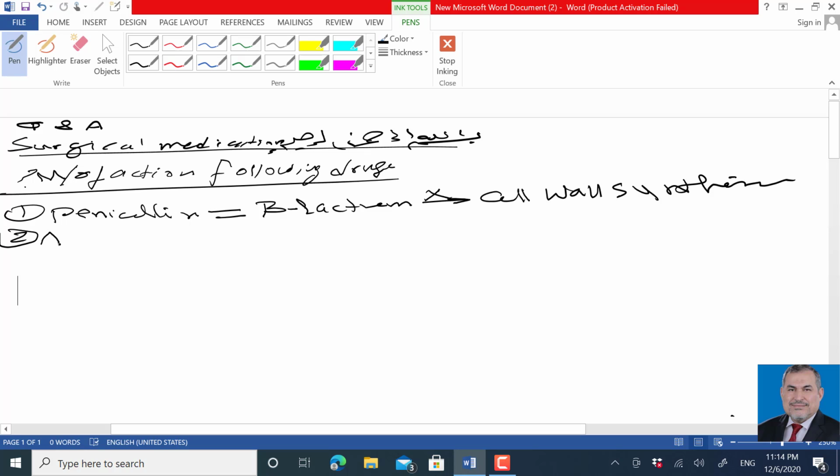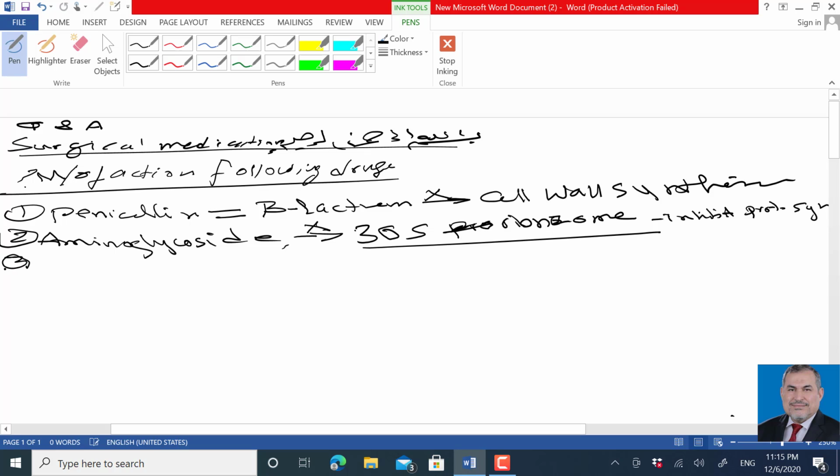Aminoglycosides, like amikacin, streptomycin, gentamicin, etc. It acts by inhibiting what? Inhibit the 30S ribosome. 30S ribosome, which means inhibit protein synthesis.